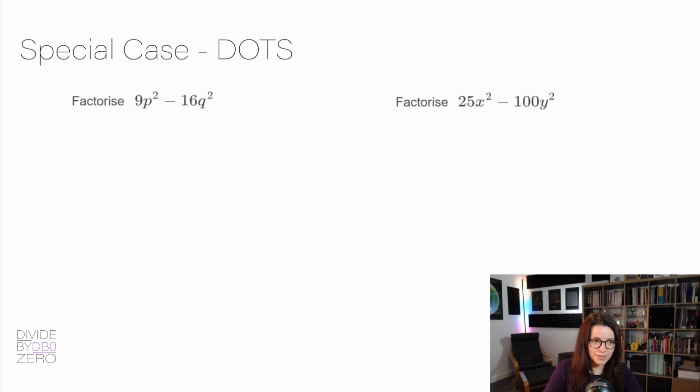Slightly harder examples on this page, but still DOTS. We're going to open up our two brackets, and then the square root of 9p squared is actually 3p, so we'll put that there and there. And the square root of 16q squared is 4q. 1 plus, 1 minus, finished.